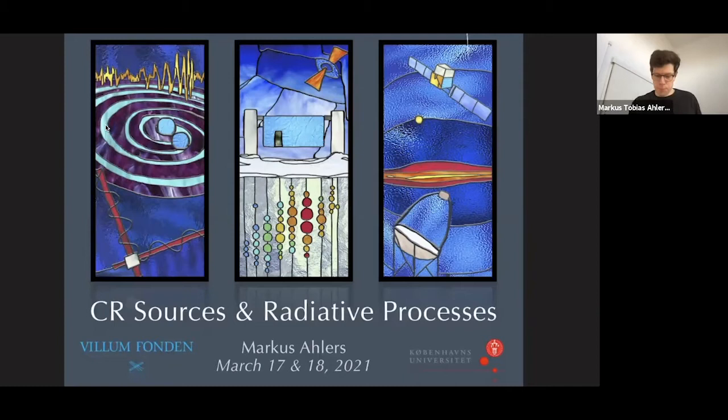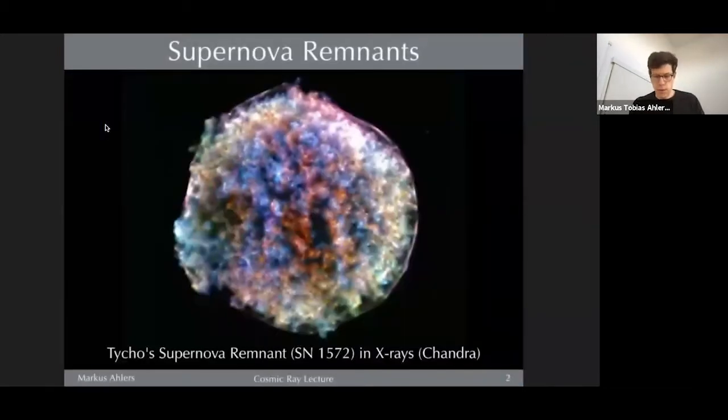So yesterday we finished the lecture talking about core collapse supernovae, which lead to supernova remnants, which are places in our galaxy where particle acceleration can occur. And so the type of remnants that we can observe these days look like this here.